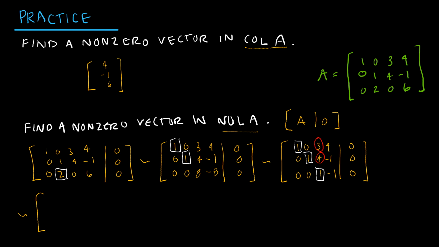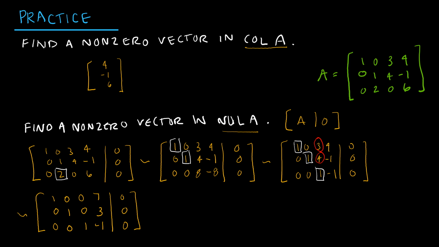I'm going to take my third row times -3 and add it to my first row. So I get 1, 0, 0, and then 3 plus 4 is 7, 0. And then for my second row, I'm going to take my third row times -4 and add it. So I get 0, 1, 0, and then that's 4 plus -1, so that's 3. And then this guy I didn't do anything to at all.